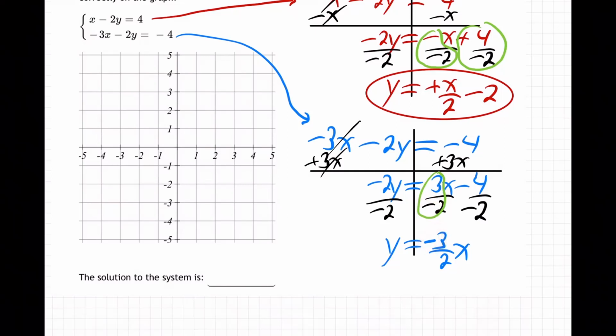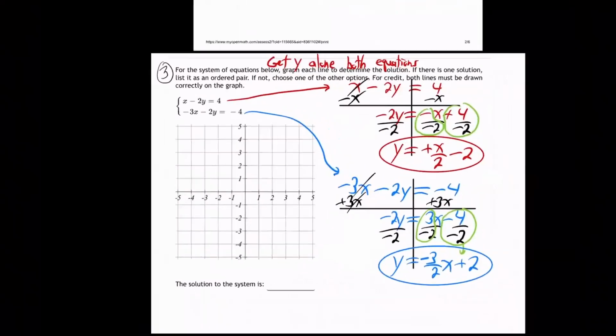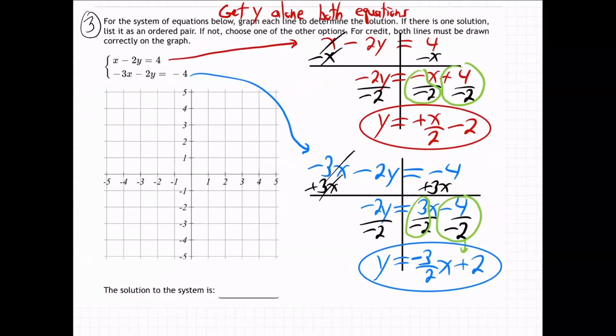Makes it easier. Okay, and then in the back here, we have 2 negatives, so that's going to end up being positive, right? 2 negatives makes positive, and 4 divided by 2 is 2. Okay, so there's our second equation with y alone. So now we've taken both equations and gotten y alone, and we're in a position to graph them both.